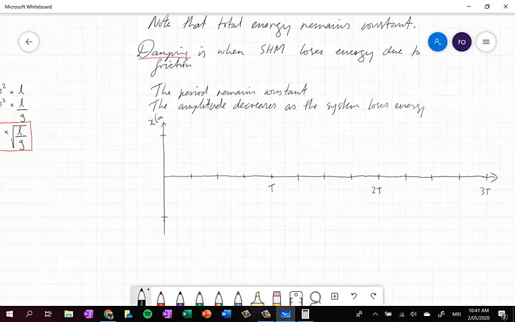So in our first period, we have a big amplitude, but the amplitude is going to decrease gradually. So it's going to get smaller and smaller. I'm just going to draw a little curve to guide how I'm doing this. The amplitude is actually going to decrease exponentially here, like this.